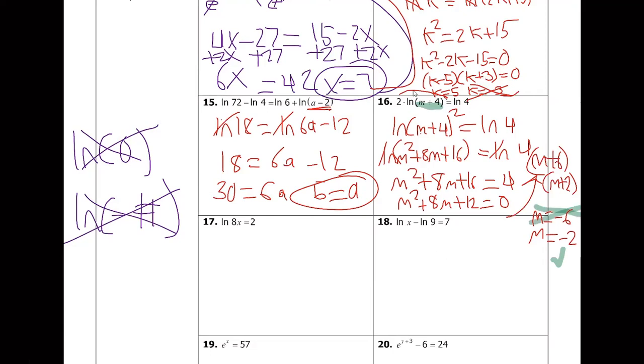I don't even care what this equals. If you did work it out, you would have -6 plus 4, that would be -2. If you square that, you would get a positive value, but it's the fact that you can't have an input that is negative.